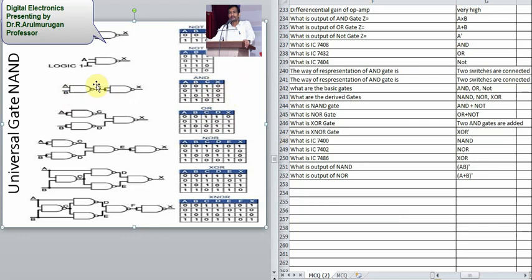If you have two NAND gates, you can develop the NOT gate. If you have three NAND gates, you can develop the OR gate. If you have four NAND gates, you can develop the NOR gate. Then with four NAND gates, you can develop the XOR gate. With five NAND gates, you can develop the XNOR gate.